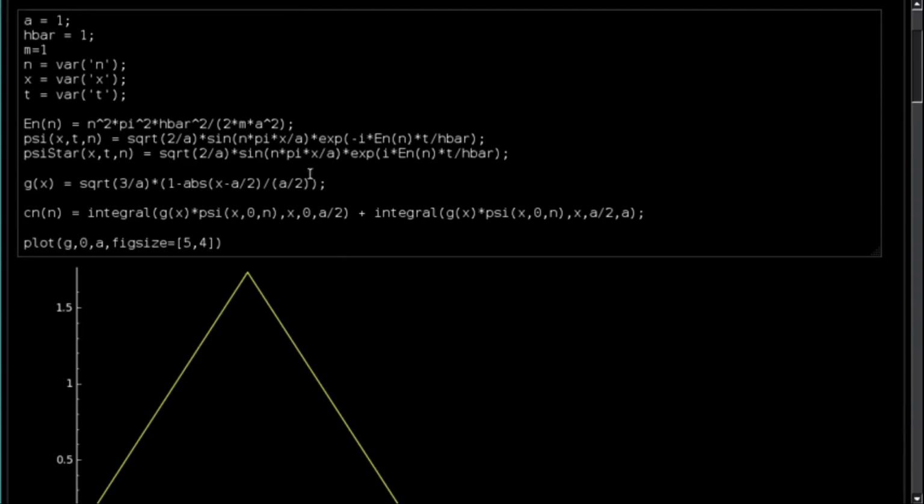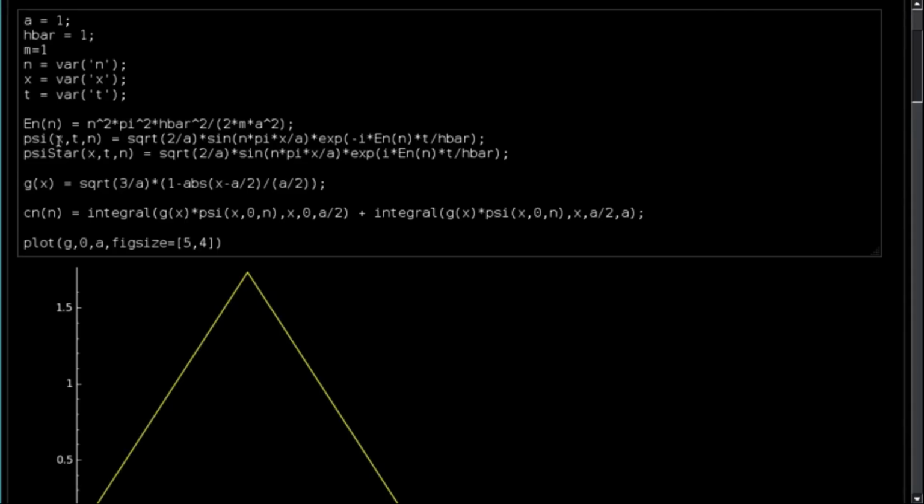Now we get into the physics. The energy, that's a function of what index you have, which particular stationary state you're talking about. This would be psi sub n. This would be E sub n. E sub n is equal to n squared pi squared h bar squared over 2ma squared. That's an equation that we've derived.